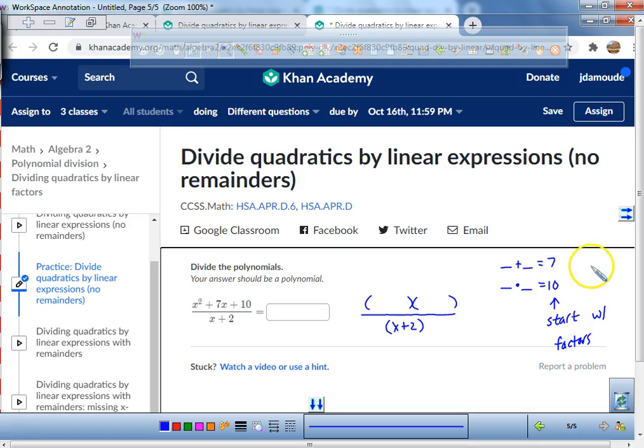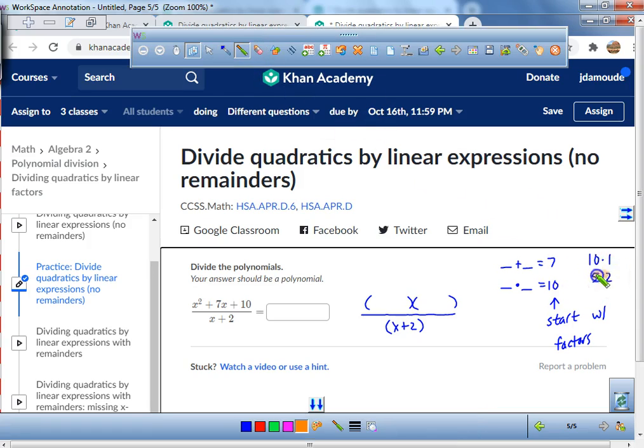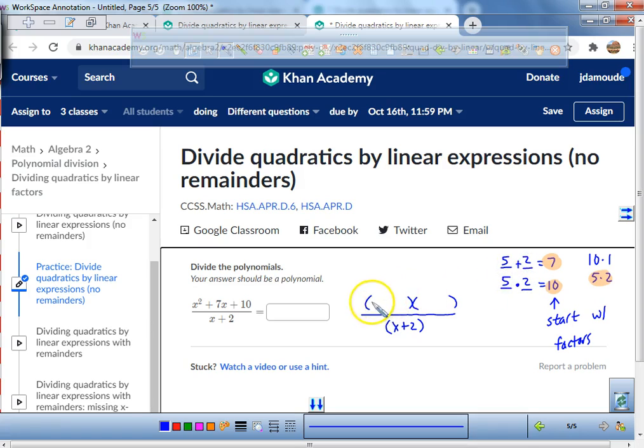So what are the factors of 10? The only factors of 10 are 10 times 1 and 5 times 2. And of those factors, only 5 and 2 can get me to a 7 and be multiplied to a 10. So I know it's going to be 5 plus 2 equals 7, and 5 times 2 equals 10. So I'm going to put x plus 5 and x plus 2.